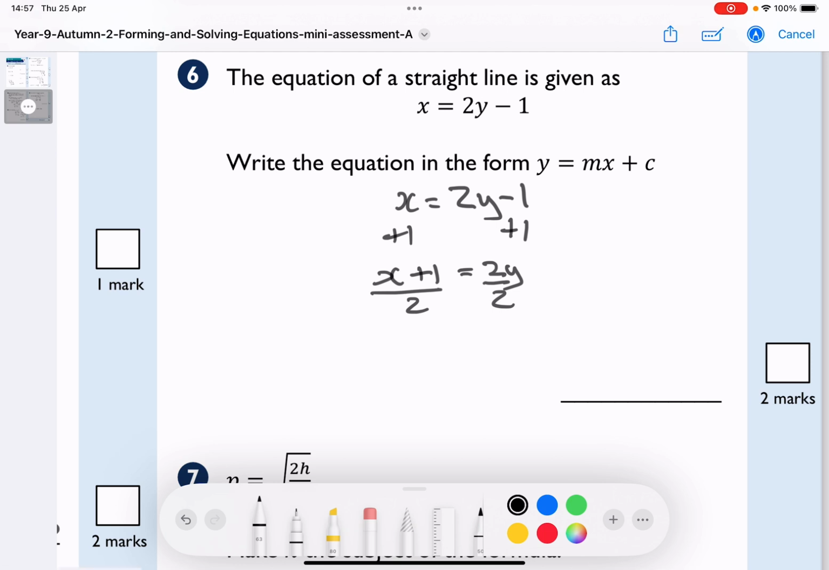Now what you've got to remember is that when x is on its own, it is 1x. So what I'm actually doing is 1 divided by 2, which is, in fact, a half. And that equals y. So if I wrote it down, y equals a half x plus a half.